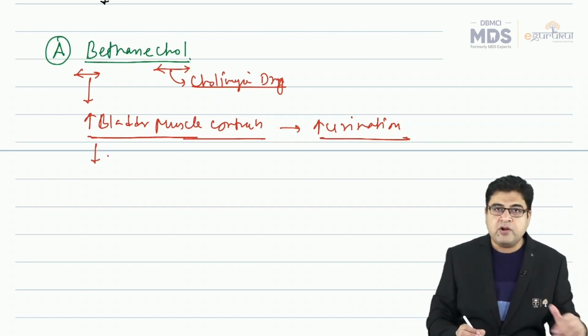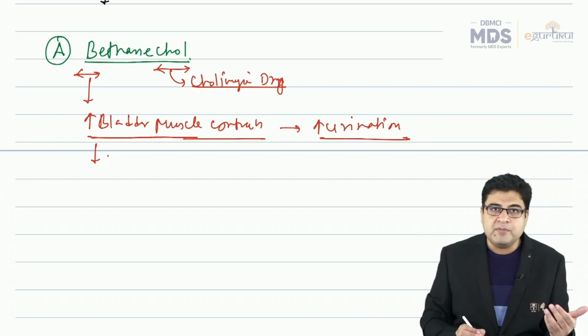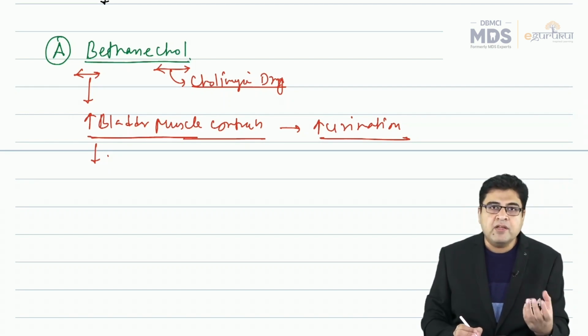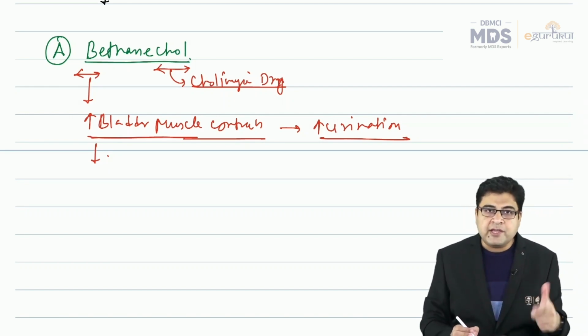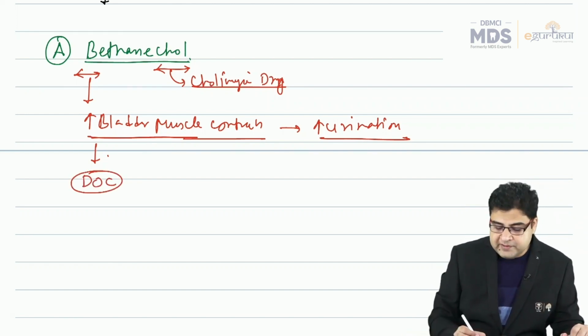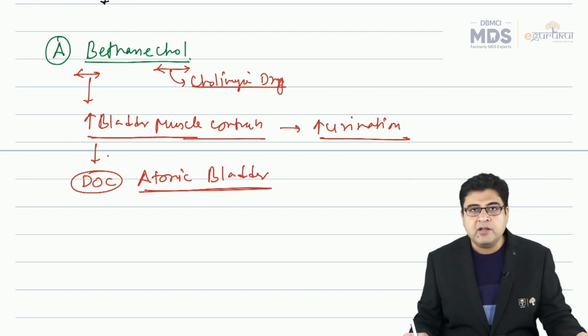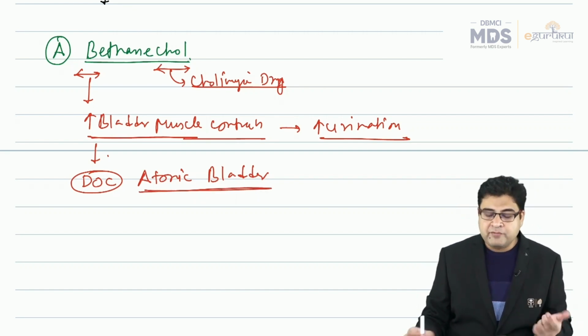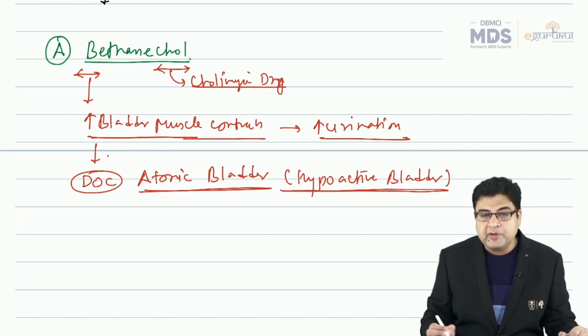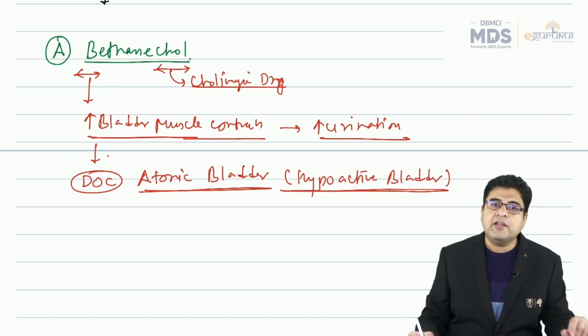So where can I use this medicine? I can use it for the treatment of a condition where the patient's bladder muscles are already inactive. If the bladder muscles are hypoactive, not contracting at all, and urine is accumulating in the bladder, this medicine is considered the drug of choice for atonic bladder. This is also known as hypoactive bladder, where the bladder muscles are not contracting at all.